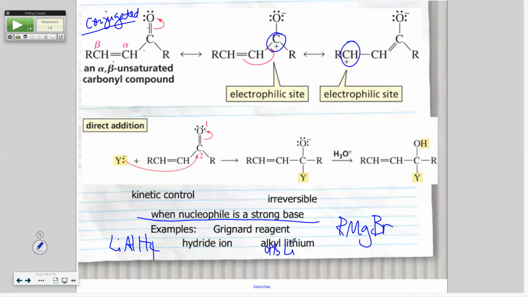So when those react with alpha beta unsaturated carbonyl compounds, they go to this site, the carbon of the carbonyl. This is generally under kinetic control. So what does that mean? Remember kinetic, thermodynamic. What was kinetic? Formed faster. Thermodynamic is more stable. Good. It's irreversible, but I'm not worried about that. And then something would protonate that O, and looky there. We made a little alcohol thing.